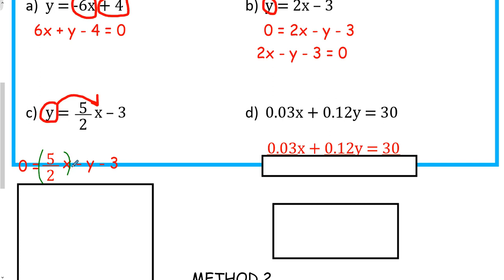And we know how to do that. We've done that lots of times. I'm going to take each of our terms and multiply them by 2. Because now you'll have 2 times 5, which is 10, divided by 2 is 5, and it will eliminate that fraction for you.